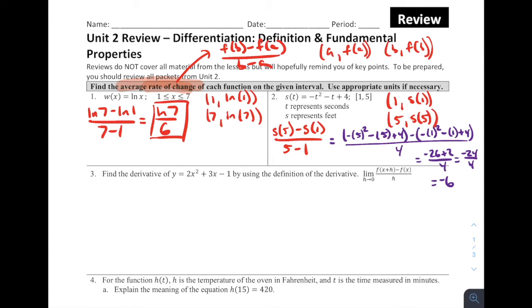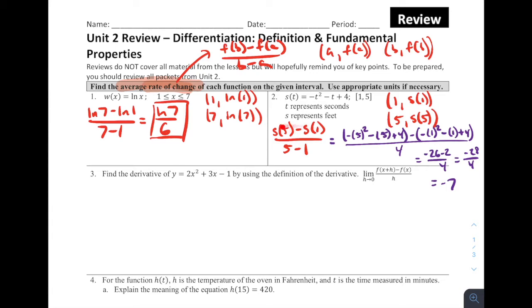So this is a negative 26 minus 2, and that's going to make this negative 28. Which if we divide by 4 is going to actually be negative 7 for this. So let me fix that real quick. So negative 28 over 4 is going to be negative 7. Now again, this problem asked us to use appropriate units if necessary.